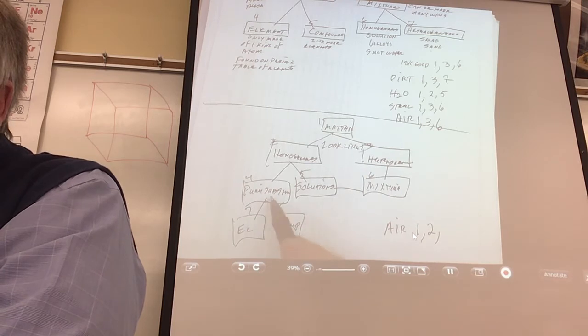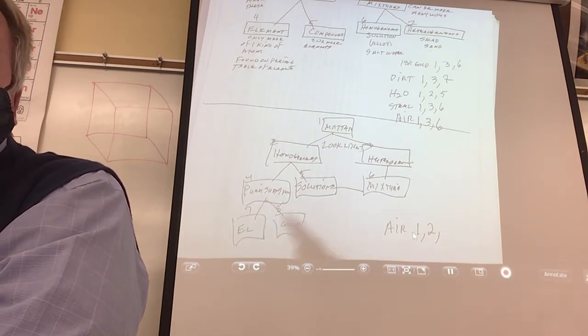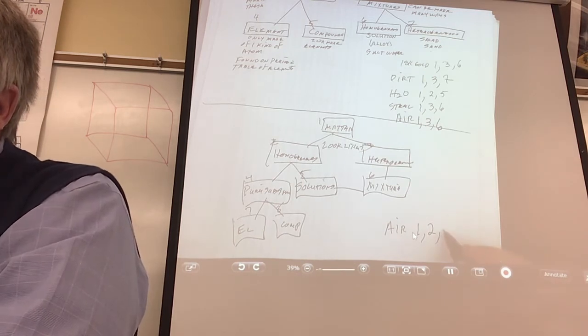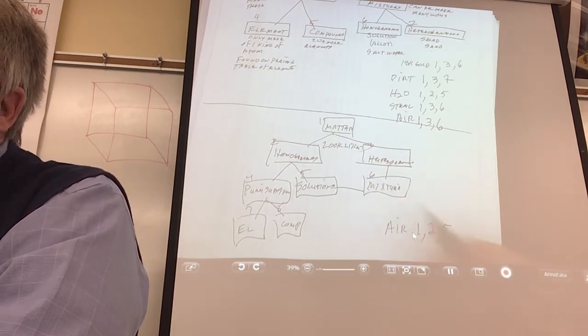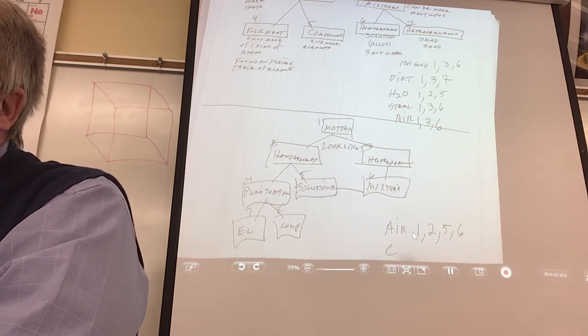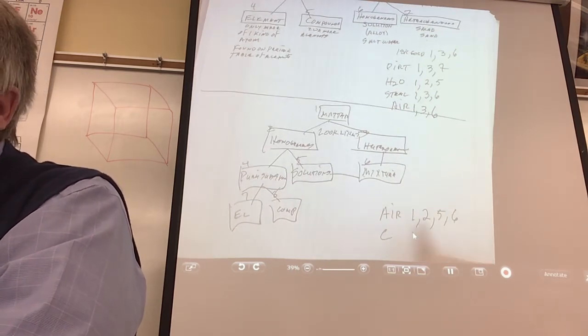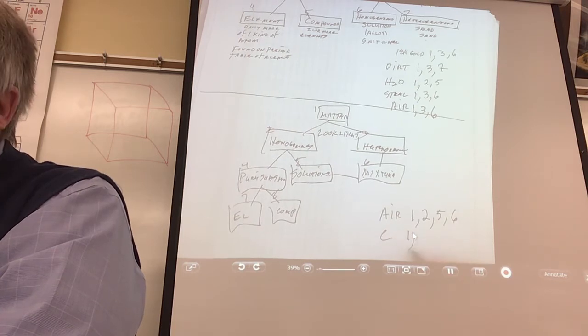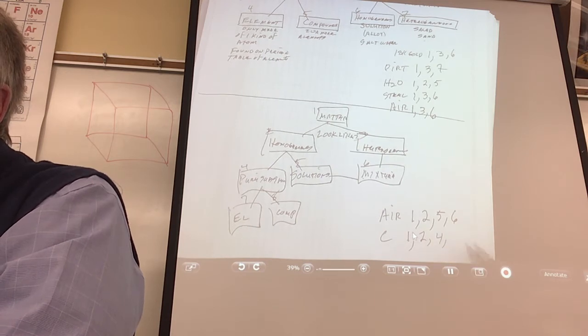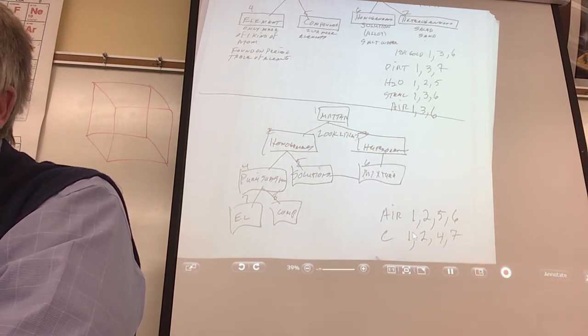Wait, all pure substances are homogeneous. I never thought about that. What else? And then it's also a mixture, isn't it? Ooh. Let's do carbon. Carbon. 1, 2. 1, 2, 4, 7, 7. Very good.